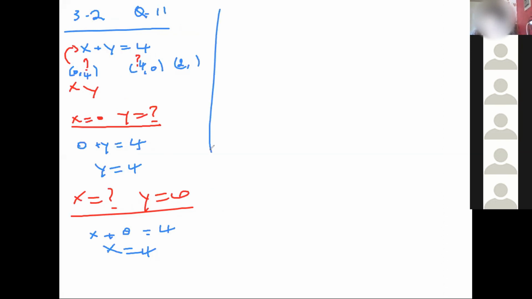And last one, same thing. So this time, what do we know, what's missing? Y is missing. We know the x, we don't know the y. So we're going to have to find the y. So if x is 2, what's the y? We're going to have to find the y the same way. So we'll have to plug the 2 into what?